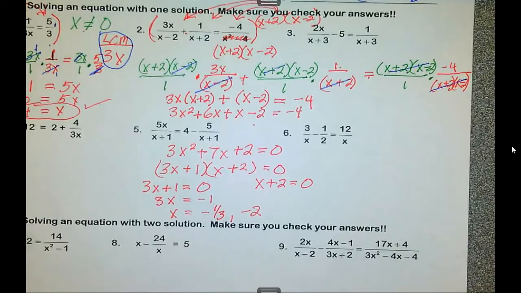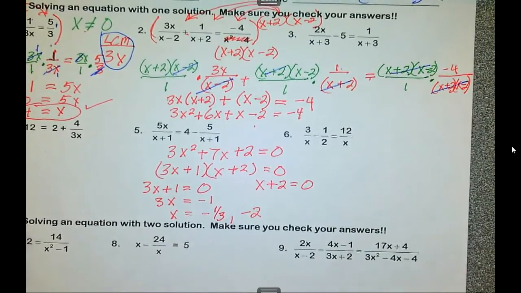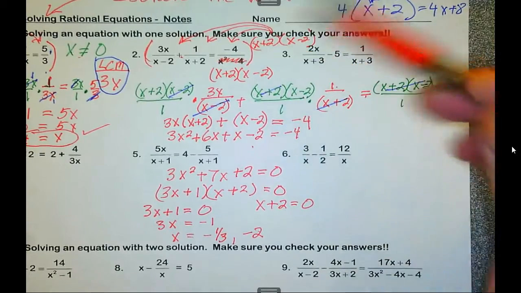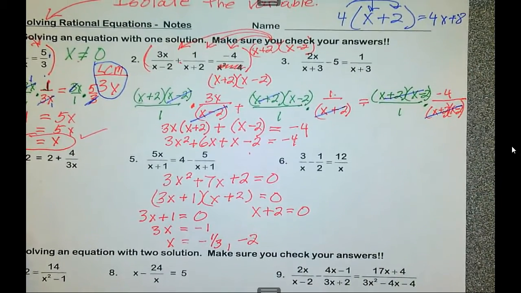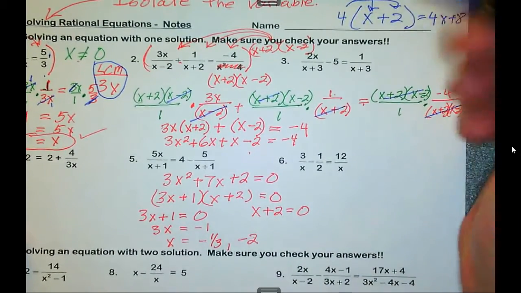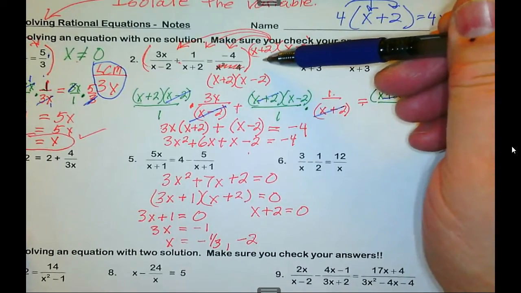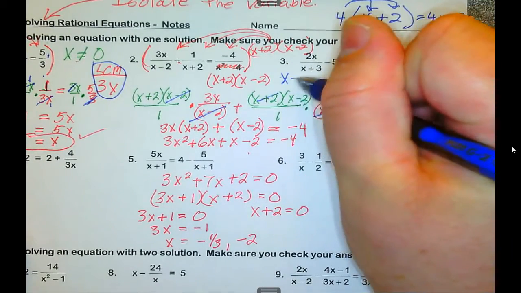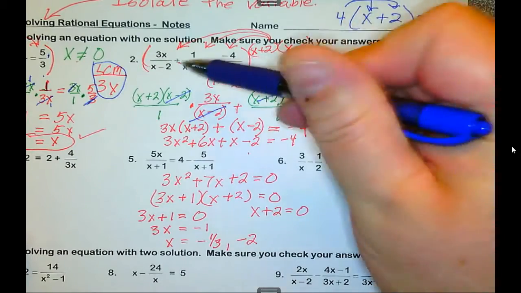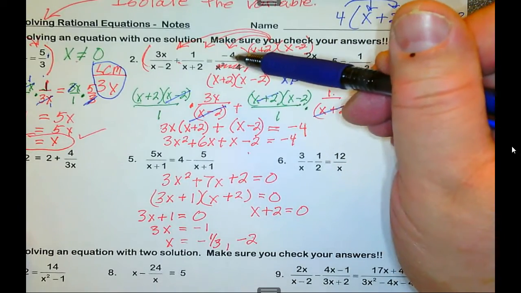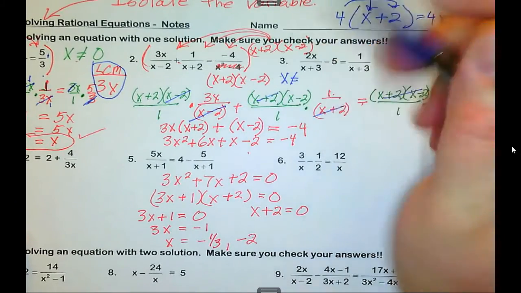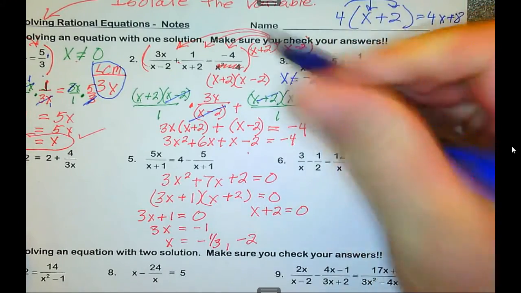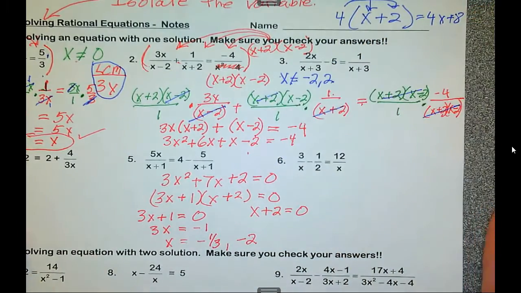Now, think about this. Let's go back to our original problem, all the way back up to number 2. Okay? What can't my x be? X cannot equal, remember I can't have a 0 in my denominator. So x cannot equal negative 2 or positive 2. That would make one of these 0.